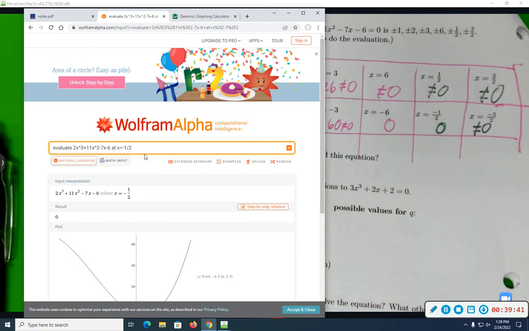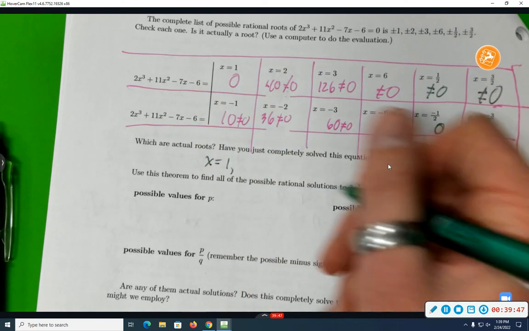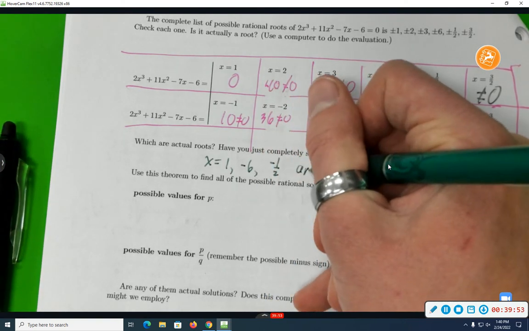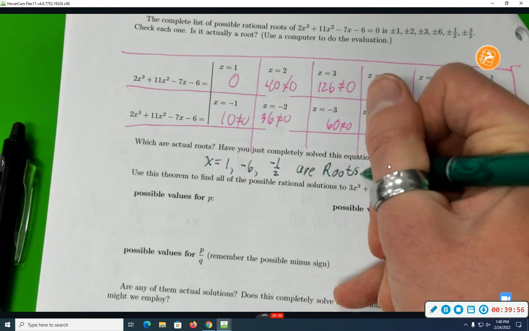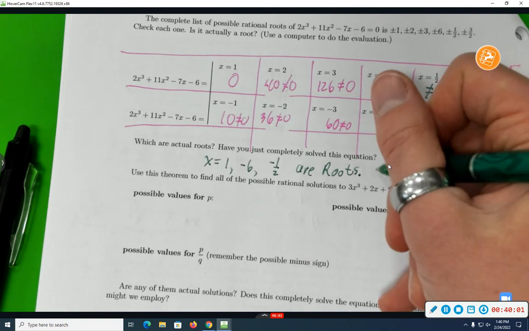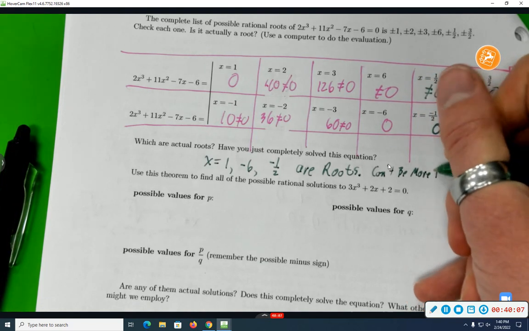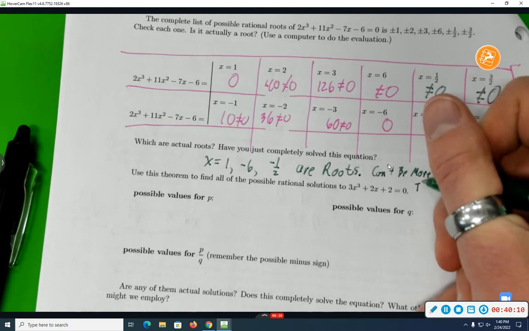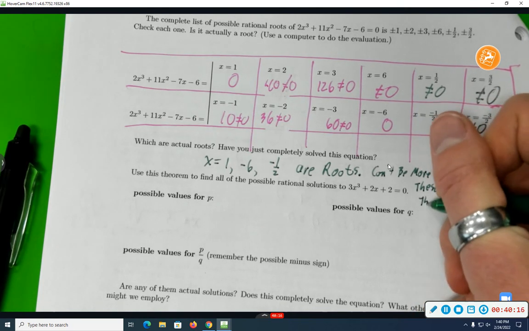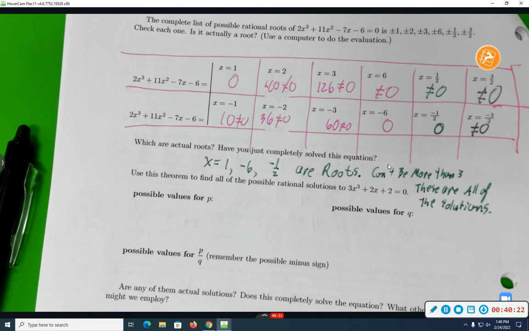So, which of them are actual roots? It appears as though x equals 1, negative 6, and negative 1 half are roots. And in fact, those are all of them. Can't be more than 3. So these are all of the solutions. Groovy.